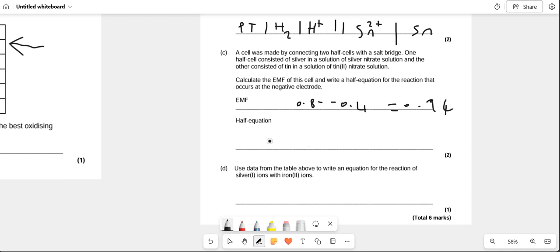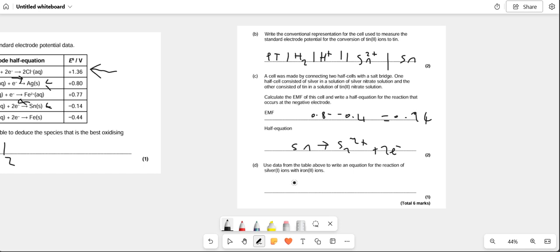And it says half equation. Well, tin is just being oxidized. So it's just going from Sn to Sn2 plus plus 2e minus. You know it's being oxidized because it has the smaller electrode potential. So that's it there, and it's reduced minus oxidized.